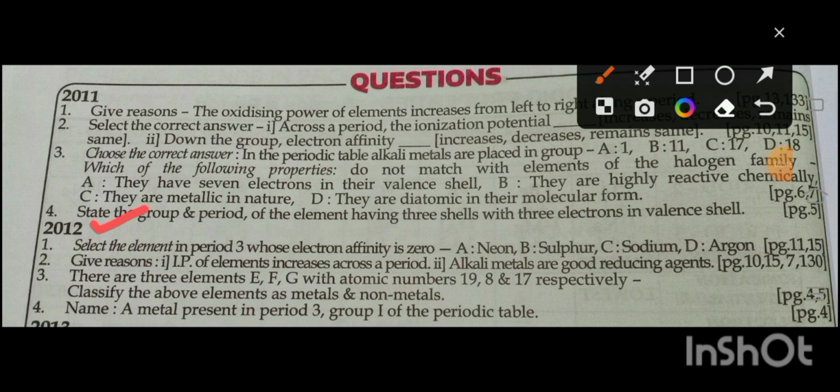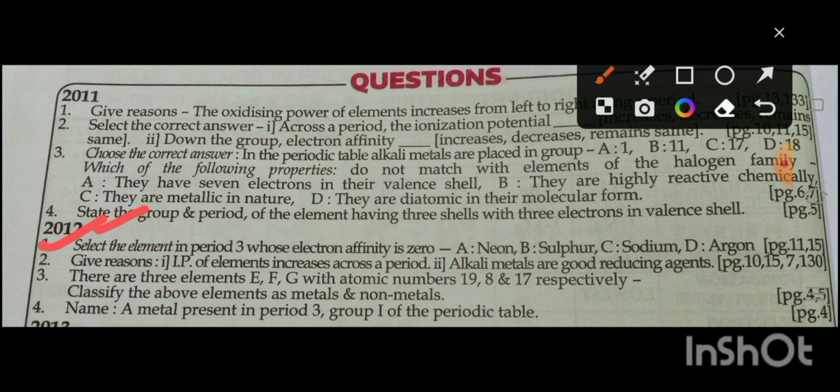Now 2012 questions. The first one is: select the element in period 3 whose electron affinity is 0. The options given are neon, sulfur, sodium, argon. So argon is the answer for this. Why? Because argon is a noble gas, and the electron affinity of noble gas elements is always 0.